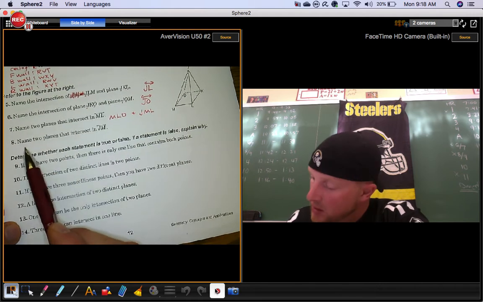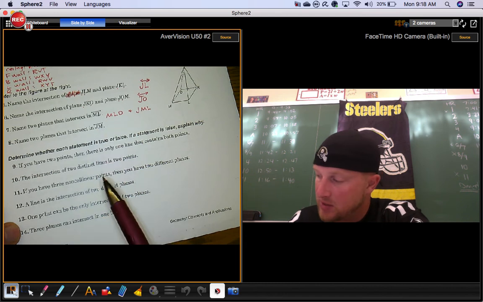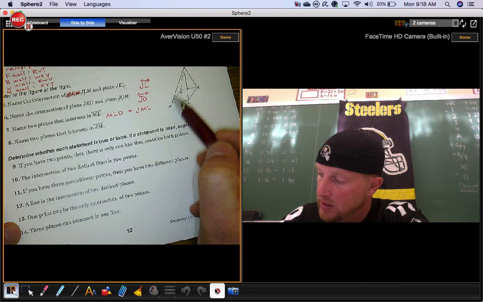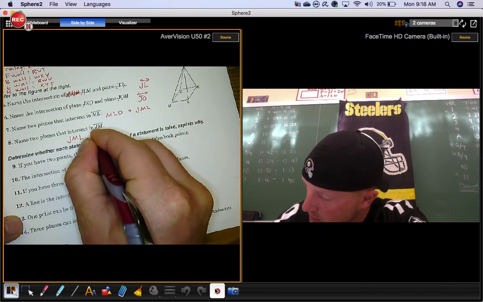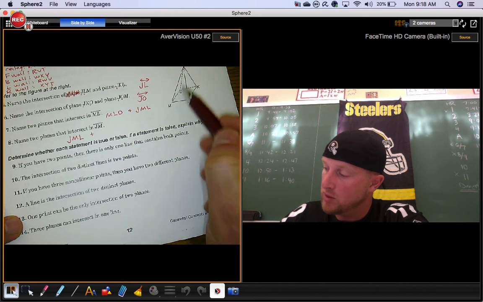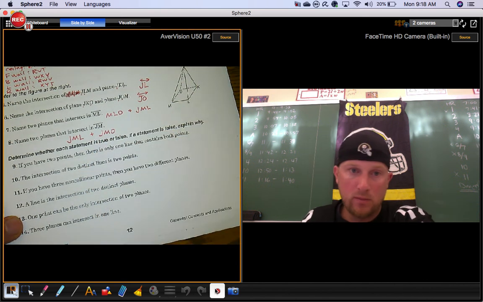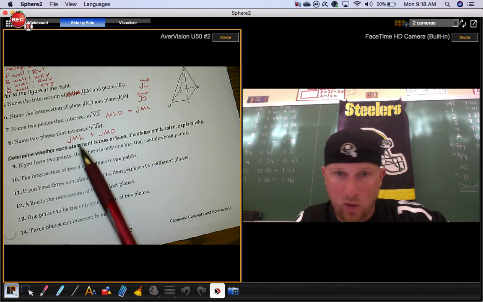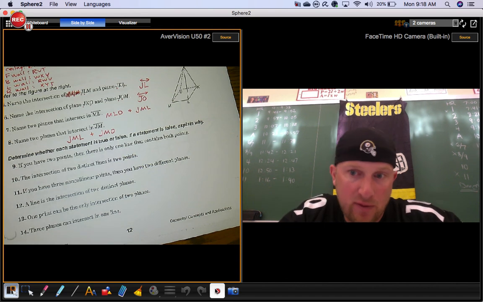All right, one more. Name 2 planes that intersect in line JM. So it's the same exercise as this. Here's line JM. It's on the front wall, so I'll name the front wall. And it's also on the left wall. So I'll name that one that way. Again, when you name your planes, the order doesn't matter. Just make sure you have the 3 correct letters or 3 of the 4 correct letters.